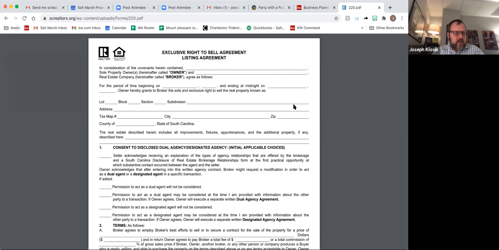We actually had an incident a couple of years ago where the sellers had photography taken on the house, and one of the things they were changing out were the light fixtures in the kitchen.